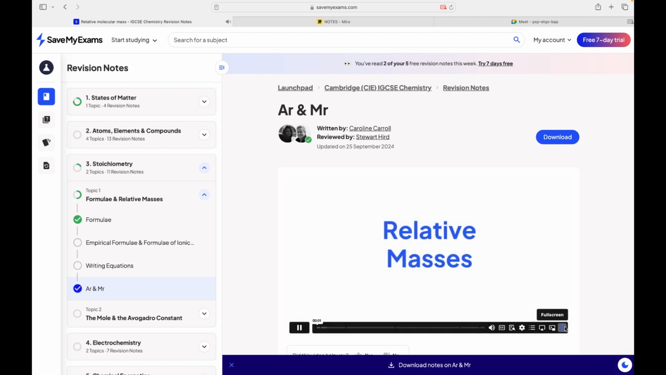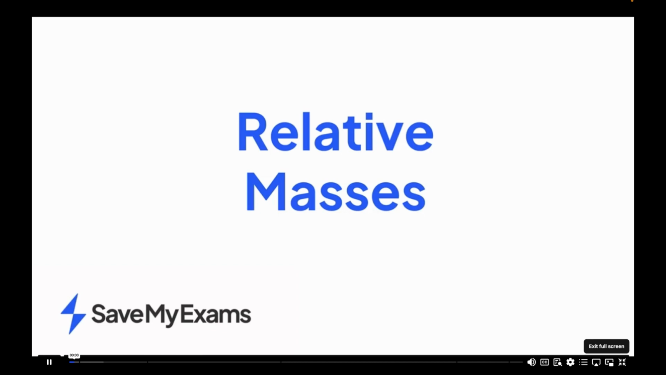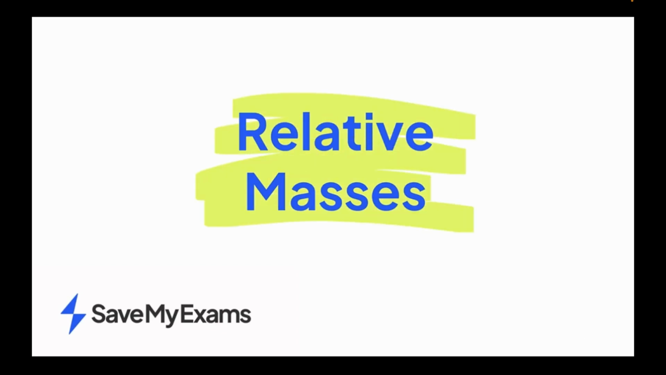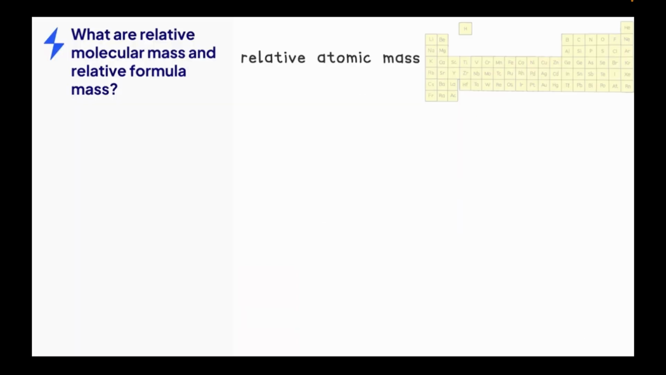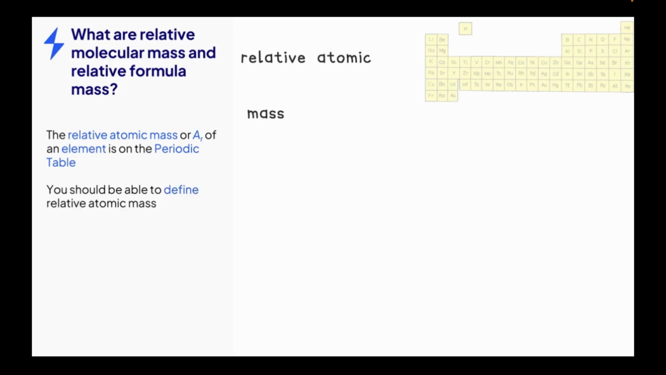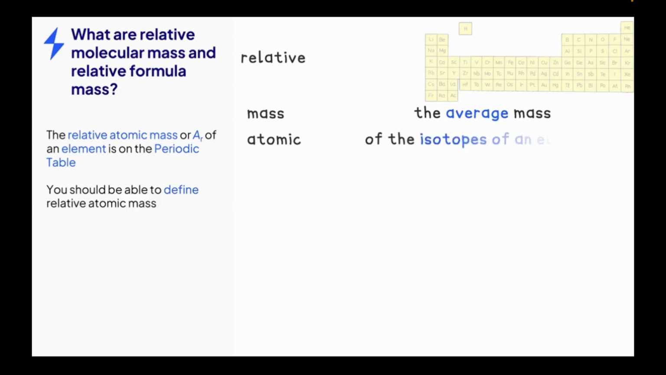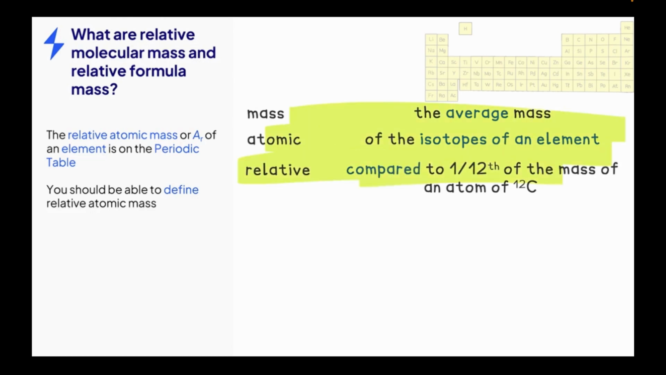In this video, we will be looking at relative atomic mass and relative molecular or formula mass. Relative atomic mass, or Ar, is found on the periodic table. Work backwards when defining relative atomic mass. Mass: this is the average mass. Atomic actually means of the isotopes of an element. Relative, compared to 1/12 of the mass of a carbon-12 atom.